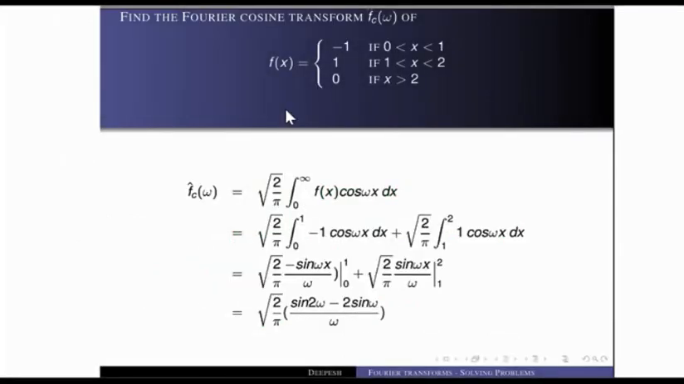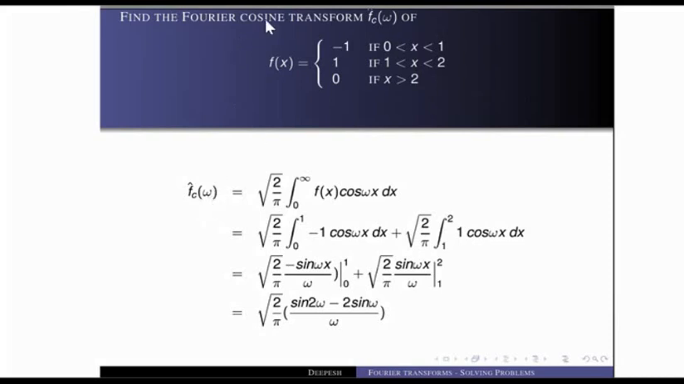I'll do some problems. The first problem is to find the Fourier cosine transform of this function, which is minus 1 in the range from 0 to 1, and plus 1 in the range from 1 to 2, and outside it, for x greater than 2, f of x is equal to 0. So the only non-zero branches are these two, so you don't have to worry about the x greater than 2 part. The problem is done like this.